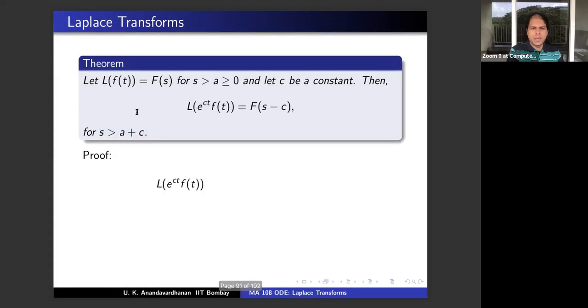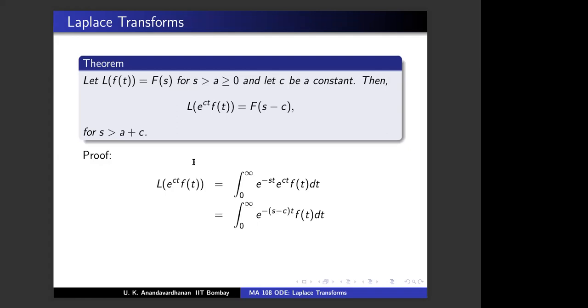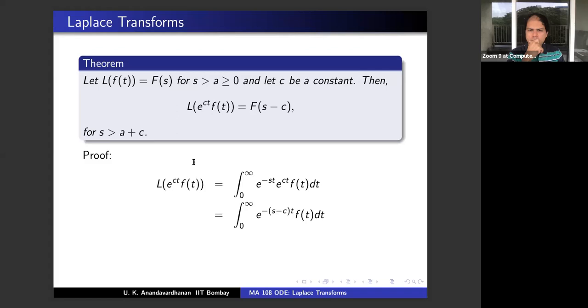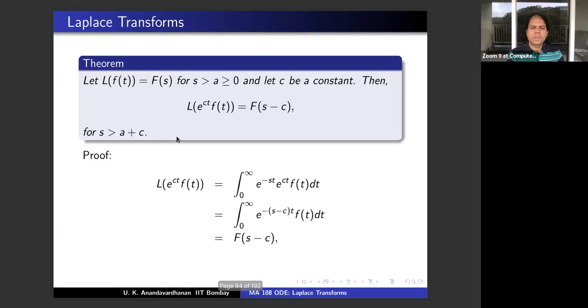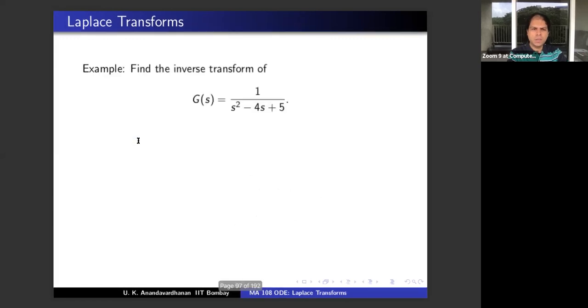Okay, so this proof is also very easy. You do this side: L of e power ct f of t is, just plug in the definition, integral 0 to infinity, e power minus st, e power ct f of t dt. What is the next step? Combine these terms. Do you need to substitute? There's no need to substitute. It's directly the answer. Okay, so all this makes sense in this range. So it is even easier than earlier. There's no substitution also. This is obvious, and you should keep this in mind.